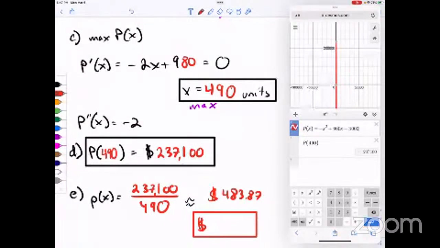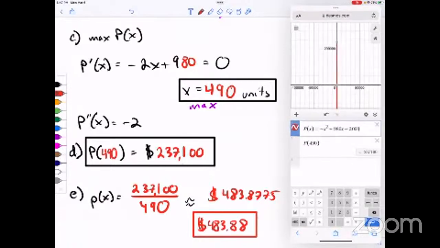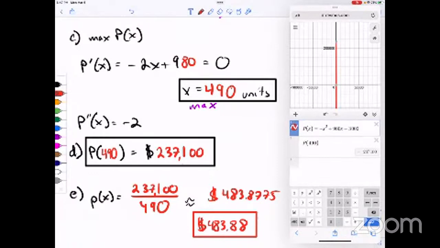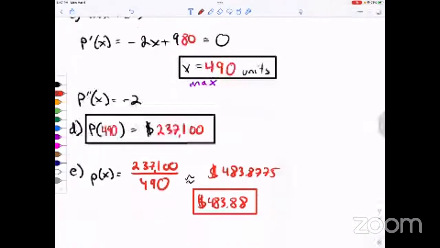8775. Okay. So then that's approximately 483 and 88 cents. Yeah, it is easy to make typos and errors like that. That's why you just have to kind of take your time.